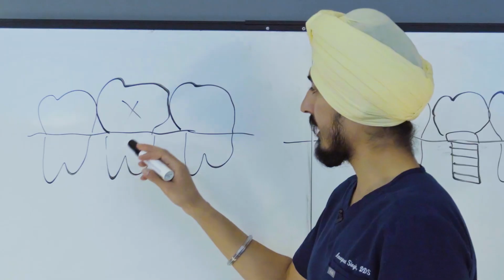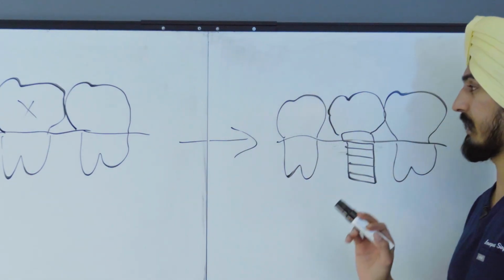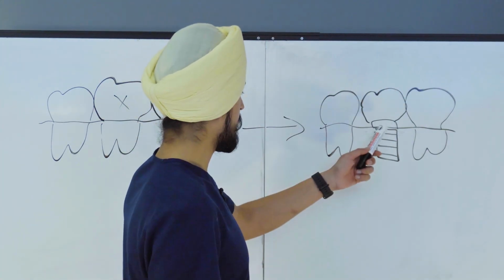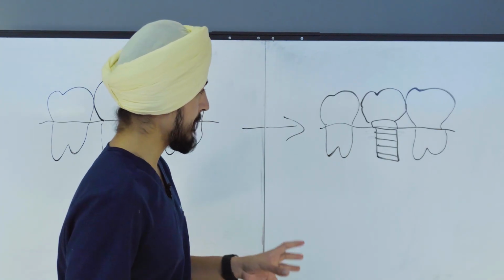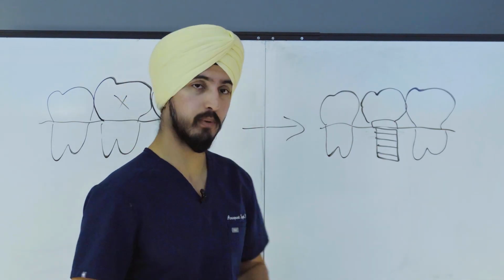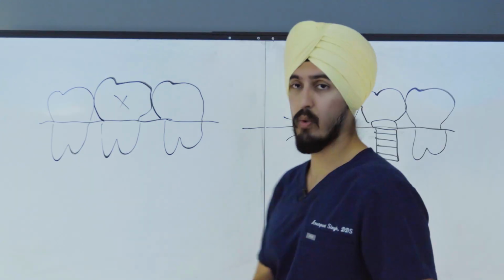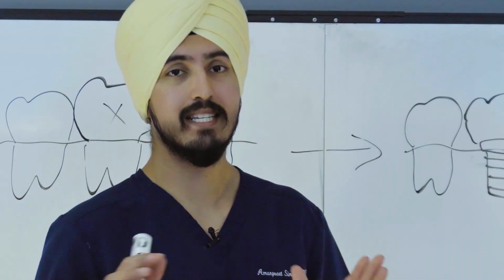So typically we'll let that heal at least 3 months before we can put the screw in there. So after 3 months, after taking this tooth out, then we can put this titanium screw, we can put that implant in there. But then we want that implant to stay there for another 3 months at least before we can put a tooth on it. So when you go from taking this tooth out to actually getting this tooth on top of this implant, you're looking at least 6 months.